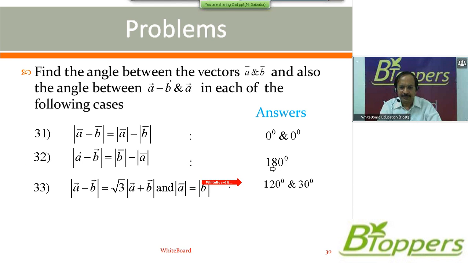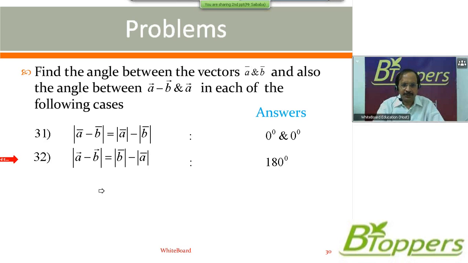The answer for the next question is 180 degrees. That means the angle between A bar and B bar is 180 degrees. So for question number 32, you get the answer as 180 degrees for both the parts of the question.